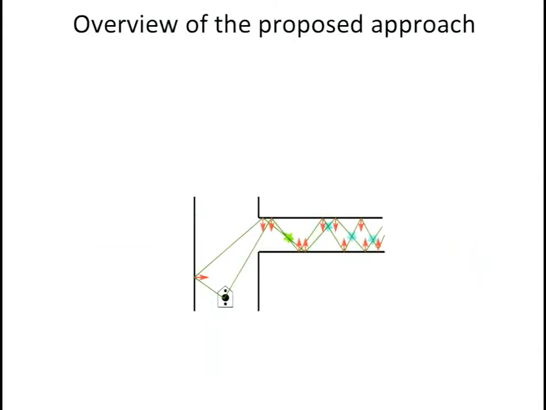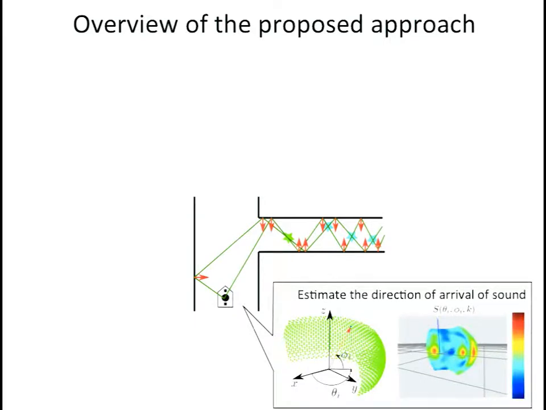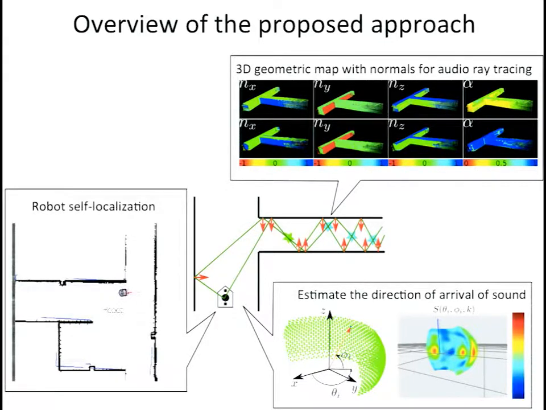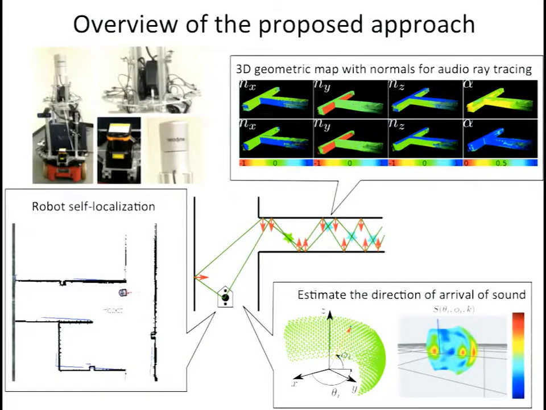To do it, we first need to estimate the direction of arrival of this reflected sound that came out of the blind region. Then we will need a 3D representation of the world that contains information about the normal to the surface so that we can do this audio raycasting. And of course, if we want to use the map, we need to know where the robot is in the map, so we also need to localize the robot. This is why the sensors we are using are wheel encoders and laser to create the map and also to localize the robot. And we also need the microphone array to estimate the direction of arrival of the reflected sound.